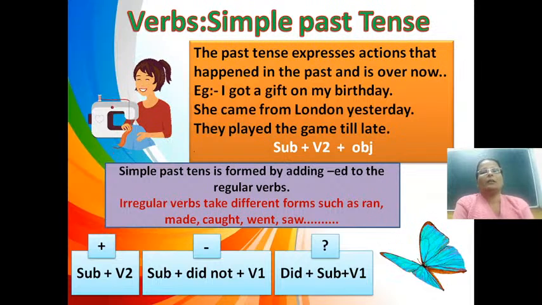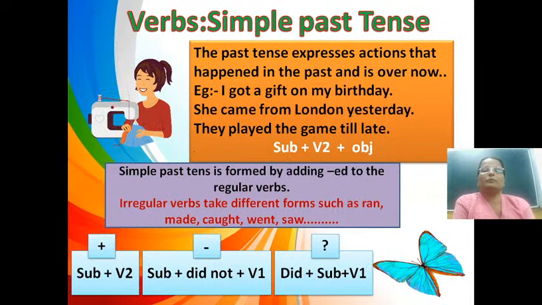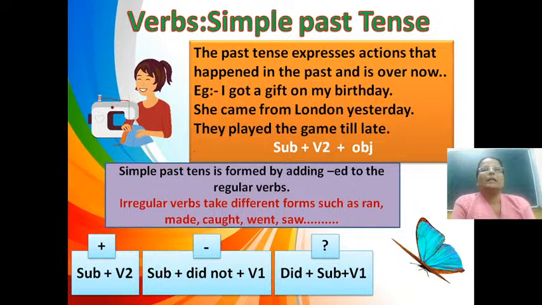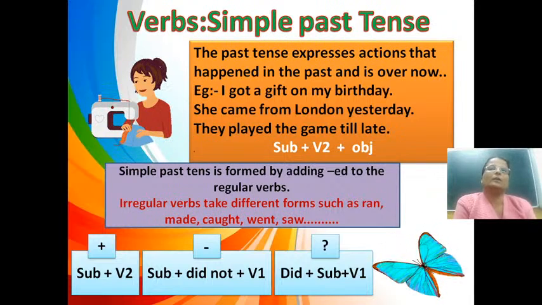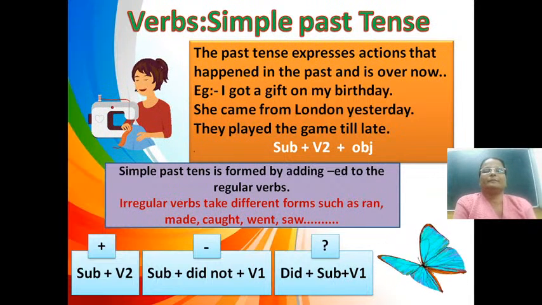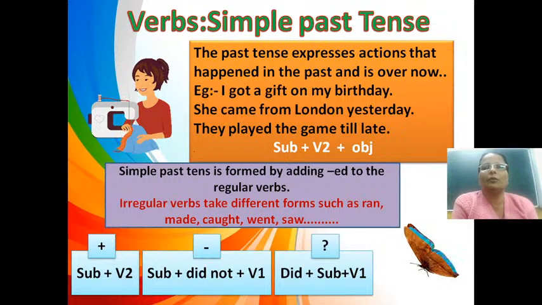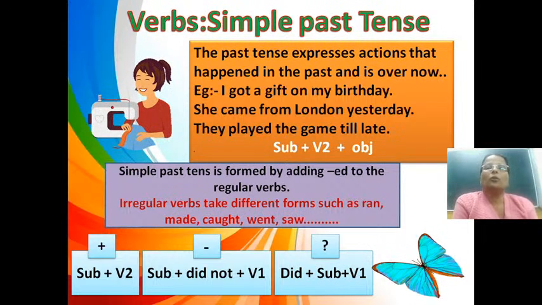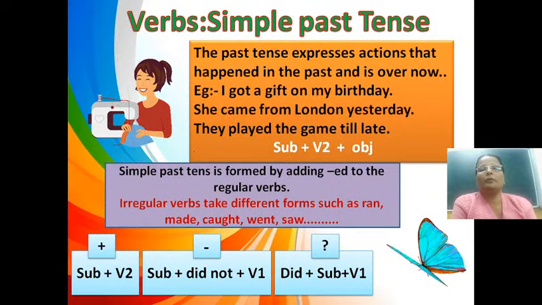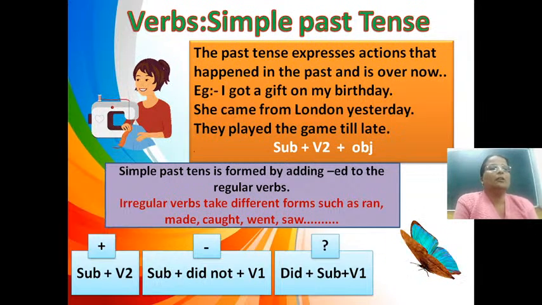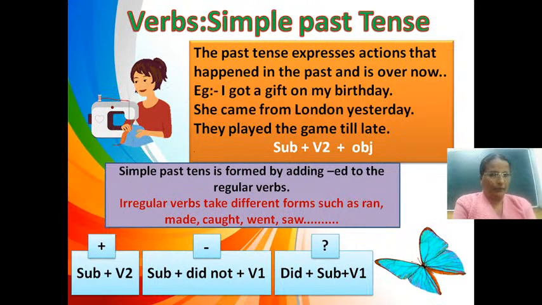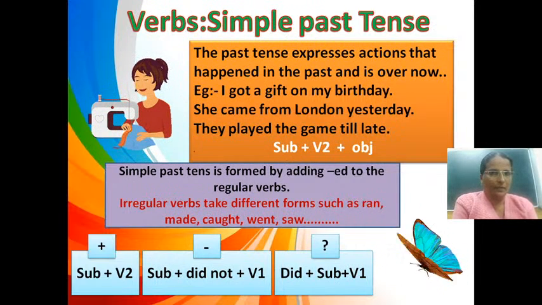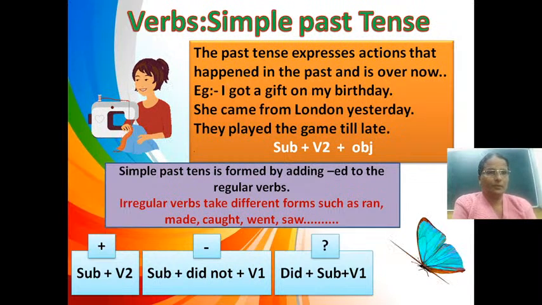For example, I told you he went to school. Now we will change the same sentence. He is the subject, then to make a negative sentence we add did not. So he did not. Now what is the first form of the verb went? It is go. So he did not go to school. He is the subject, did not, then the first form of the verb, go, to school.